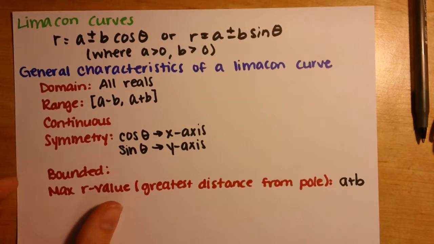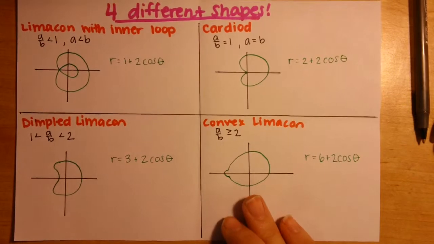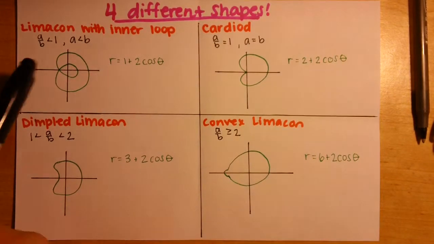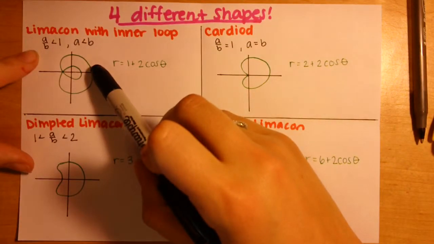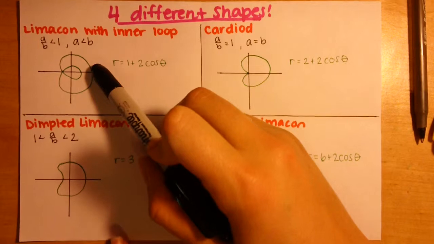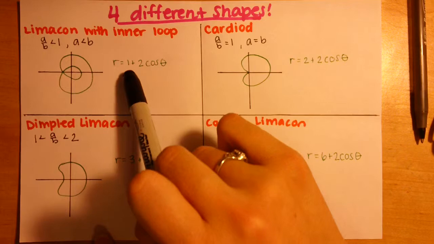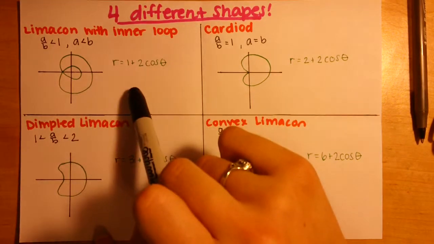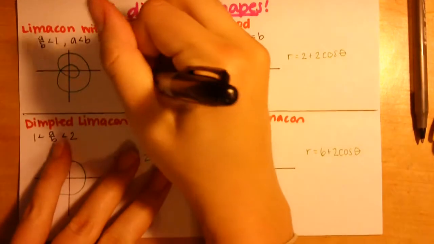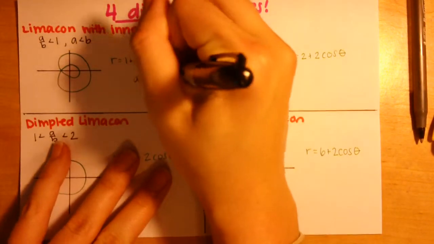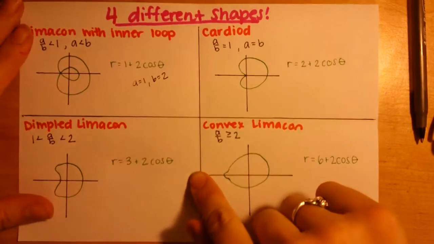Something special about limacon curves is there are 4 different shapes. The first is a limacon with an inner loop. Here, a over b is less than 1, and a is less than b. An example I picked is r equals 1 plus 2 cosine theta. So a is 1, b is 2, and a over b is 1/2, which is less than 1.